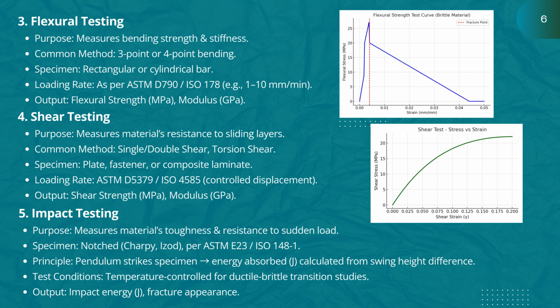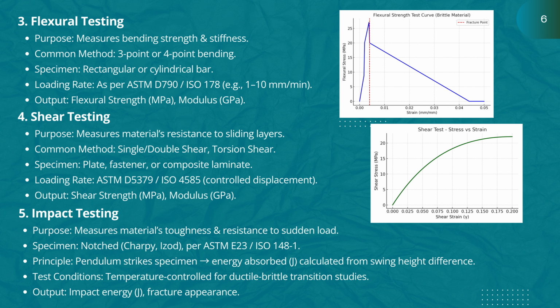Shear testing. Shear testing tells us how well a material resists sliding between its layers. This is done using single shear, double shear, or torsion shear methods. The specimen could be a plate, a fastener, or a laminate. The test follows ASTM D5379 or ISO 4585, where we apply a controlled displacement.